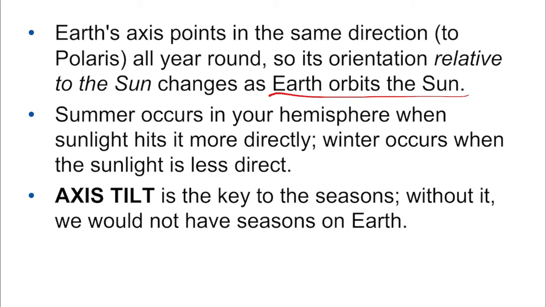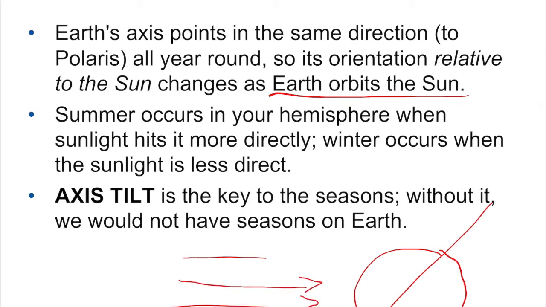Get that? Okay. Summer occurs in your hemisphere when sunlight hits it more directly. Winter occurs when the sunlight is less direct. And by direct, let's imagine our sphere here. Here's our axis. Here's sunlight. So where is it more direct? Well, in this case, the direct part is down here, and the indirect part would be, say, up here.